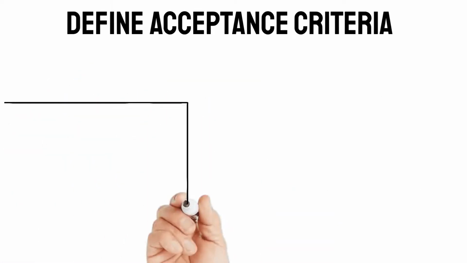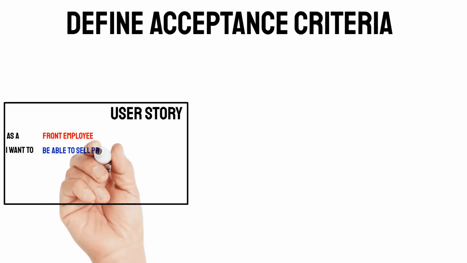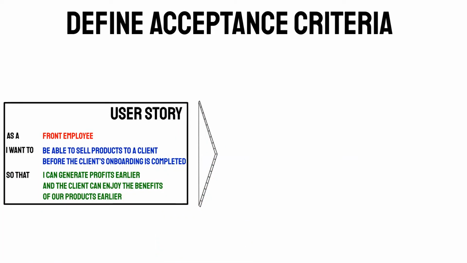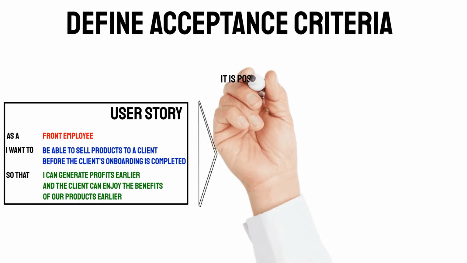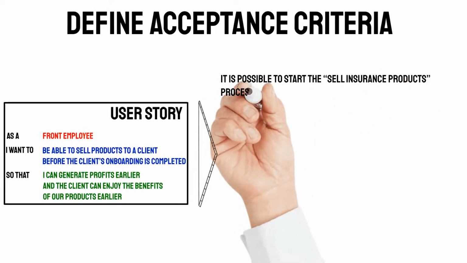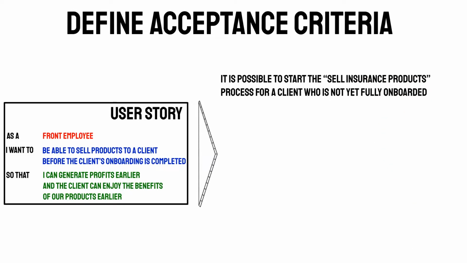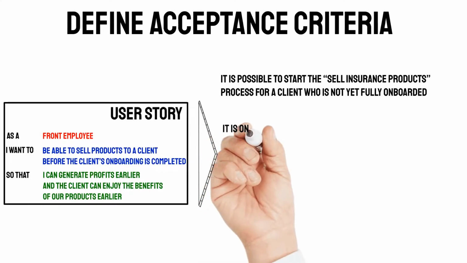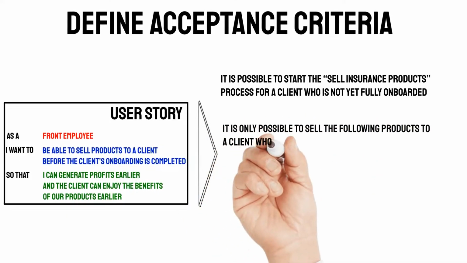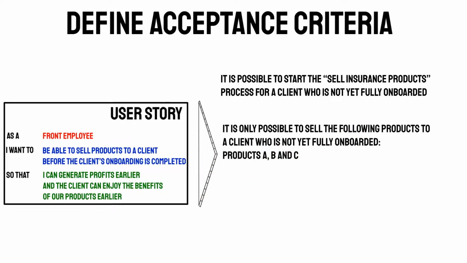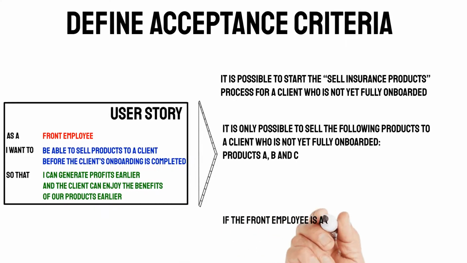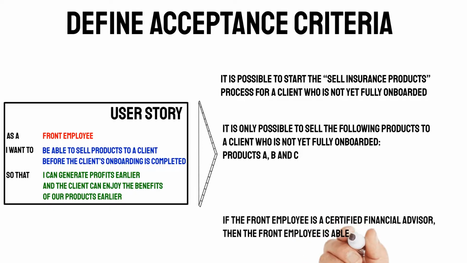If you just have again a look at the user story, by just talking to your front employee, it is possible that the following acceptance criteria could be listed. The first one could be, it is possible to start the sell insurance products process for a client who is not yet fully onboarded. So basically, if this is happening, the front employee says the solution is implemented. On top, another acceptance criteria could be, it is only possible to sell the following products to a client who is not yet fully onboarded: Product A, B, and C. Another acceptance criteria mentioned by the front employee could be, if the front employee is a certified financial advisor, then the front employee is able to sell the products A, B, C, and D. So these are the acceptance criteria.